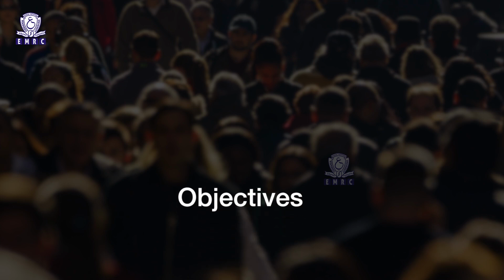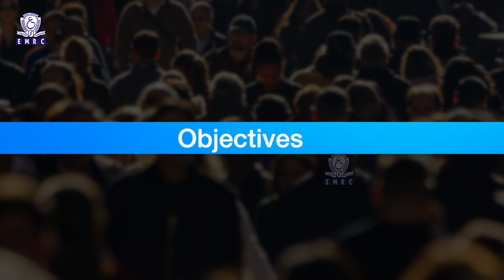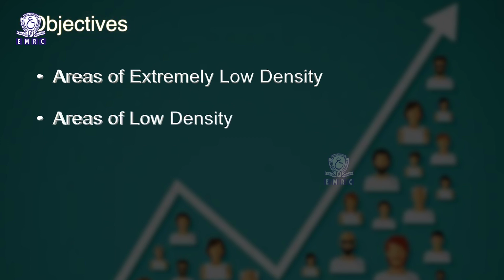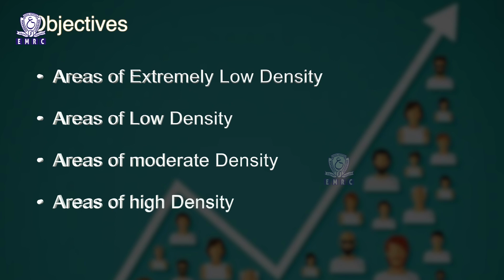Spatial distribution of population. Spatial distribution of population density is classified into the following categories: areas of extremely low density, areas of low density, areas of moderate density, areas of high density, and areas of very high density. Now let's look at them individually.